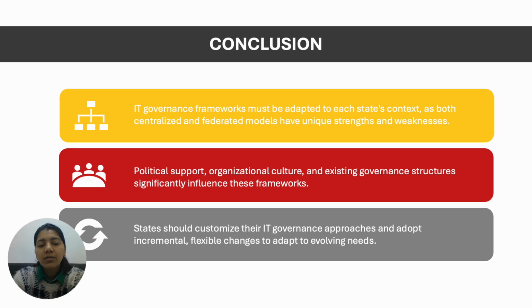So first one is focus on ROI. IT governance should aim to maximize the return on IT investment, including both financial and non-financial benefits such as improved public services and enhanced collaboration. Second is integration with other frameworks. IT governance should align with other governance frameworks such as financial management to ensure coherence and effectiveness. Then, role of the CIO. The CIO is central to IT governance and should be supported by political leadership and adequate resources to fulfill their role effectively.